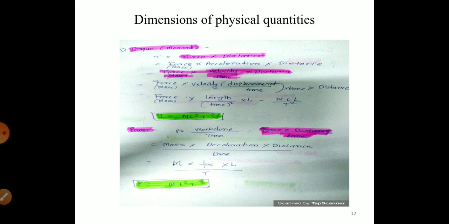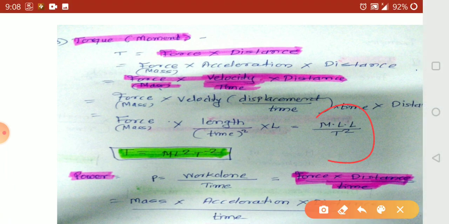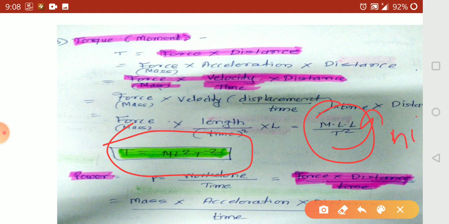So the next is the torque. Torque we also call a moment. The torque is force into distance. Force is mass into acceleration, and acceleration is velocity upon time, into distance. What is the formula of velocity? That is displacement upon time. So the force is length upon time square into L, that is M L square t minus 2, and t comes in the upper part.